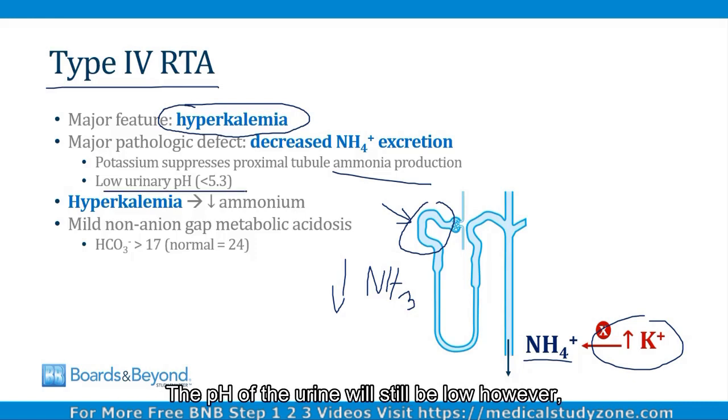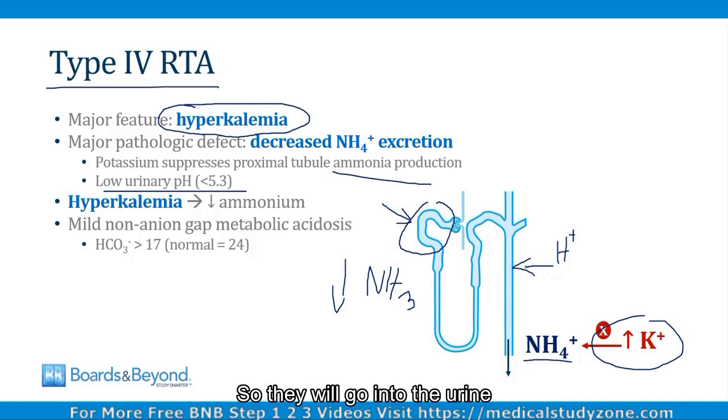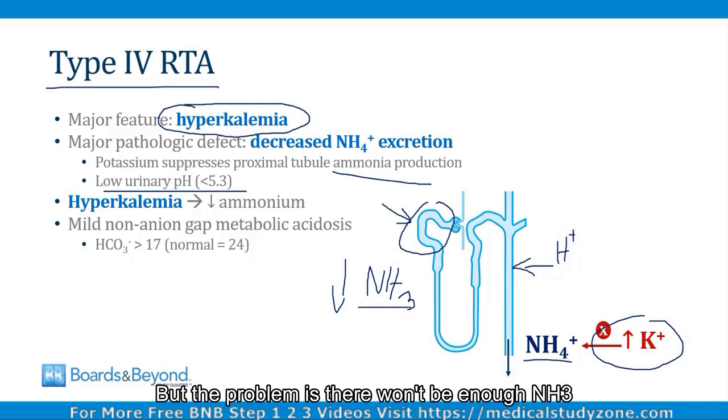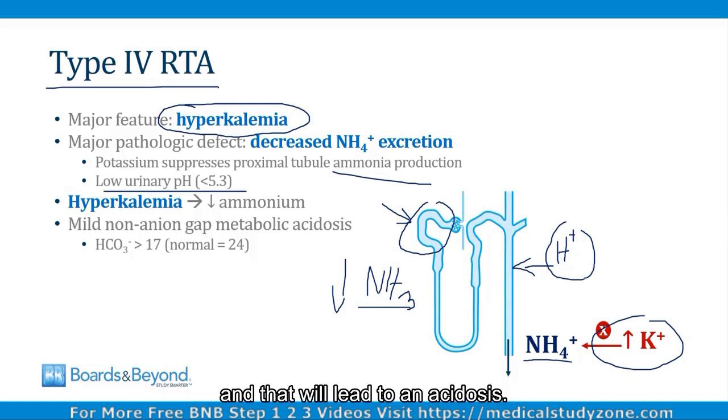The pH of the urine will still be low, however, because in the distal cells, you can still push those protons into the urine. There's no problem with that. So they will go into the urine and the urine pH will become low, but the problem is there won't be enough NH3 around to pick up additional protons, and therefore you won't be able to excrete the daily acid load, and that will lead to an acidosis.